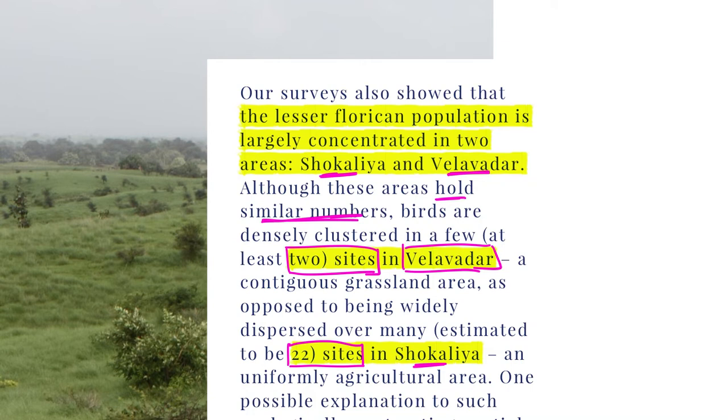And Velavadar is a grassland area. So this explains why in just two sites we have so many birds, because grassland is their favorite location, and when we get grasslands there will be congregation. While compared to Velavadar, Shokalya is an agricultural area, and this is why the birds are highly dispersed. So the threats and the strategies in both of these locations will be different, and these points can be asked as a dedicated question in exam.